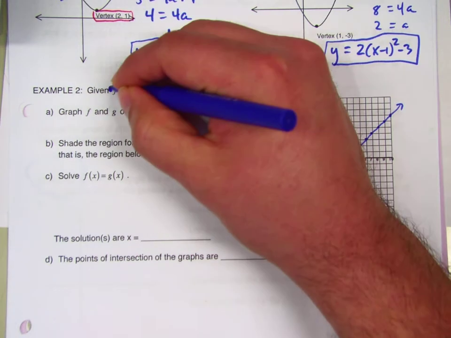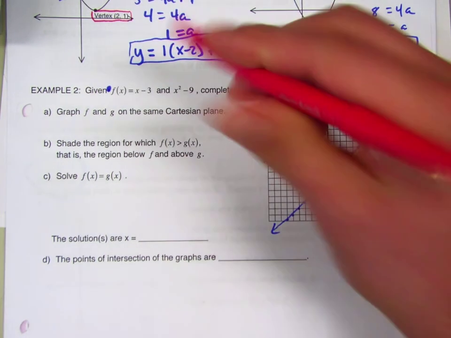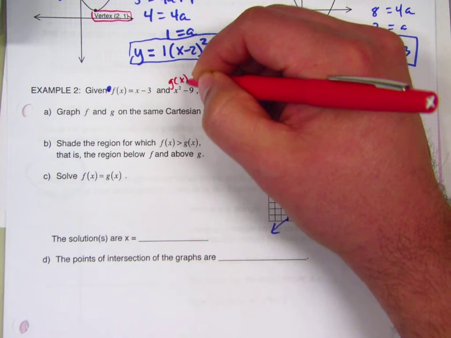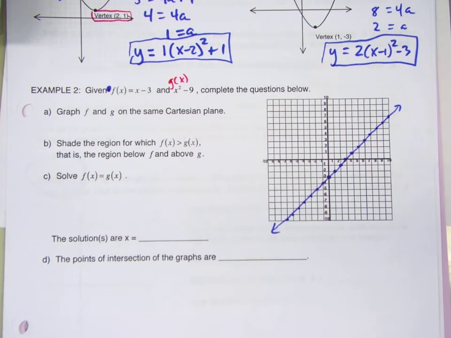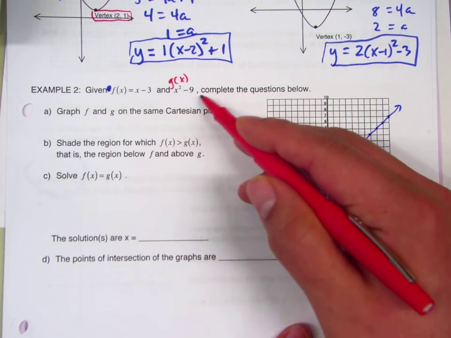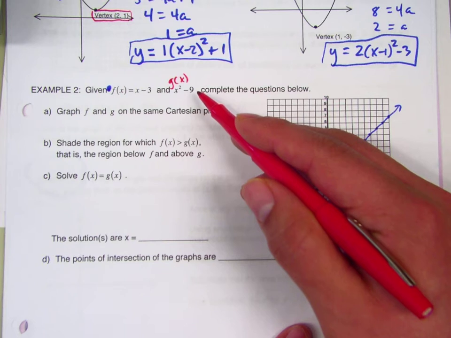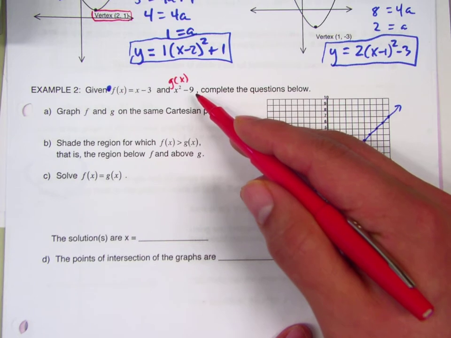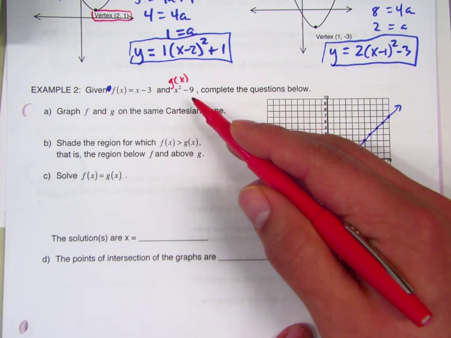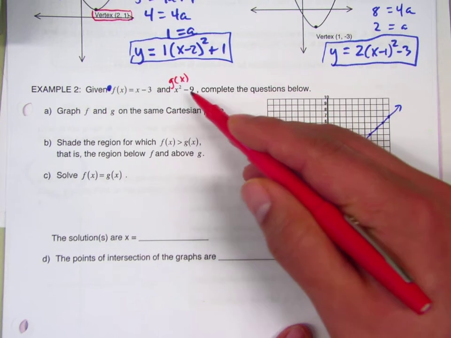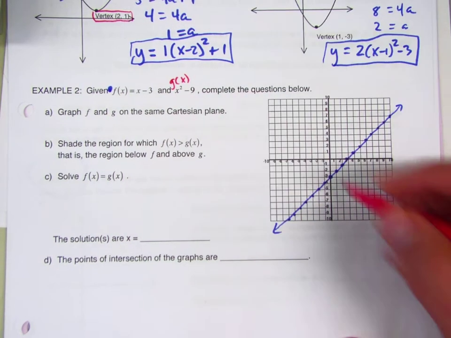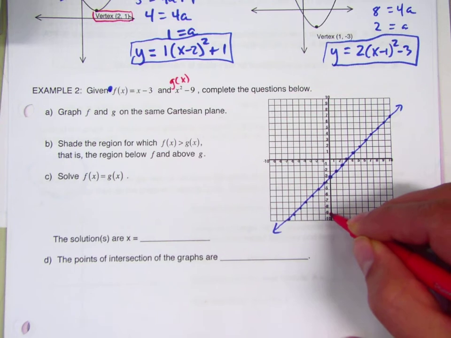So f is going to be in blue. I'll graph g of x in red. This is just the regular parabola, but what does this -9 do? It shifts it down 9. If the -9 were in the parentheses like that, that would shift it right 9. So we're going to shift down 9 units.